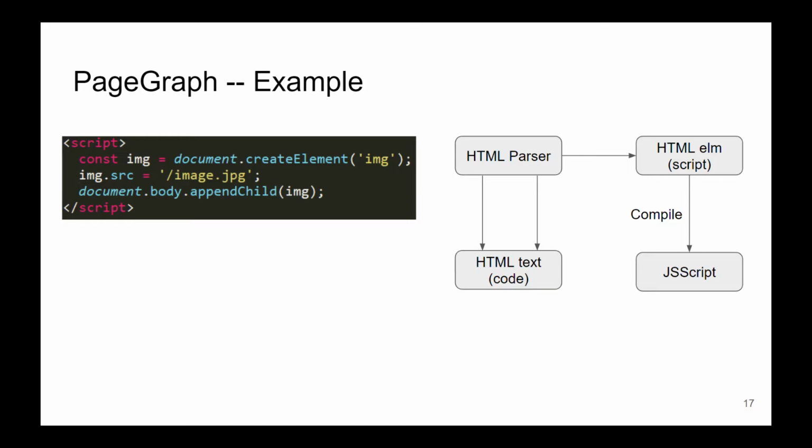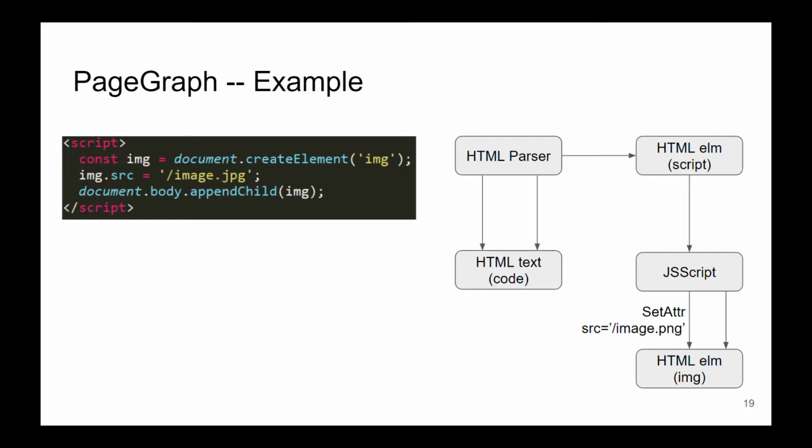So the first line, we create an image element, which means that we will add a new node to PageGraph with an edge from this JS script that says create. On the next line, we set the source attribute, which means that, again, this JS script will have a new edge going to the image element that says that we set the attribute and also which attribute we set.